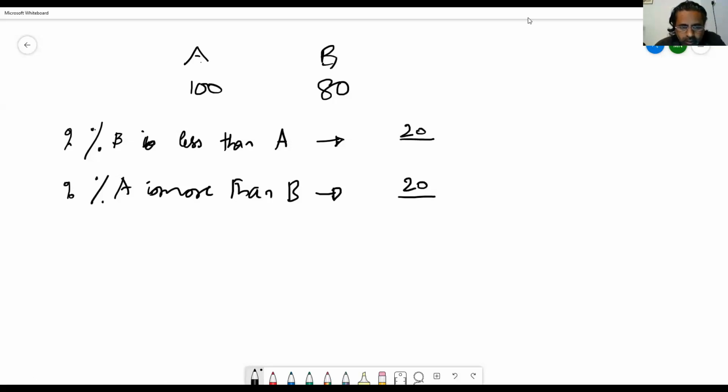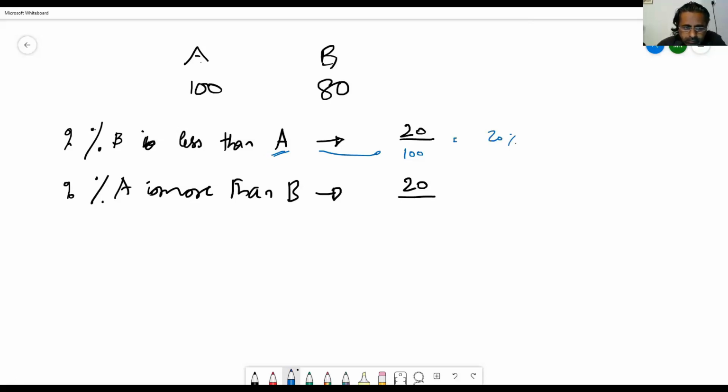So this much is okay. But then the denominator changes. Here you're comparing with respect to A. By what percentage is B less than A? So you're comparing with A. A goes to the denominator. You have 100 here. Now this is 20%.